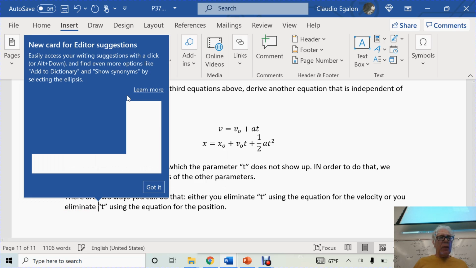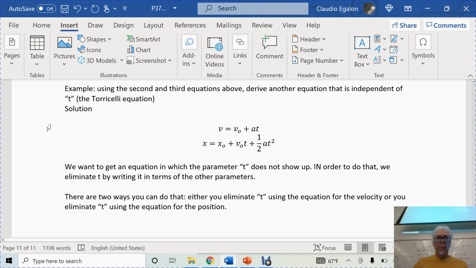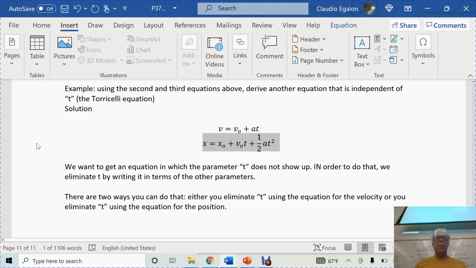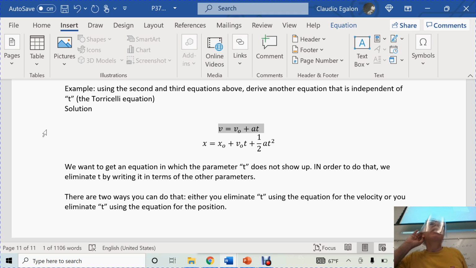Eliminate. Which one is easier? Is it easier to solve for t using this equation, or using this equation? The top one. Why is that? Because it's shorter. Yeah, but that's not the real reason. Why is it better to solve for t using the equation at the top? It has less variables. No, that's not the reason.